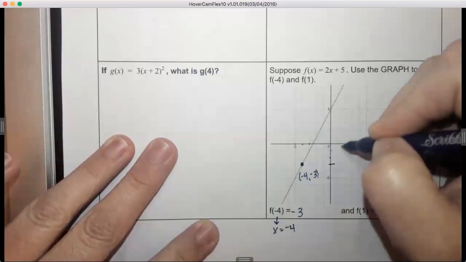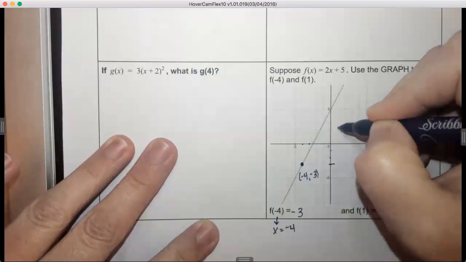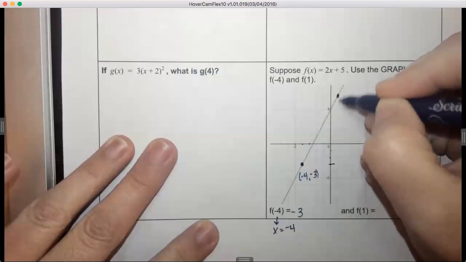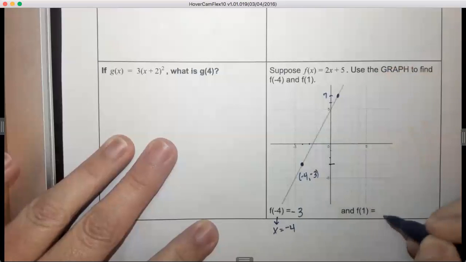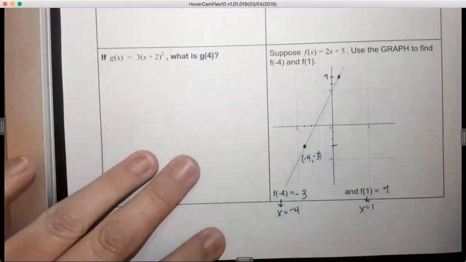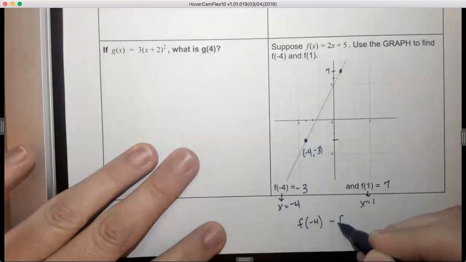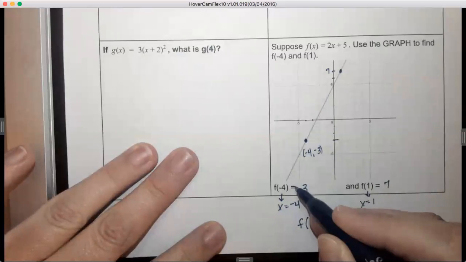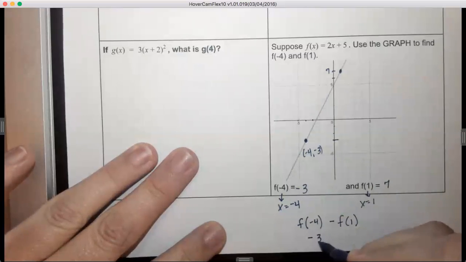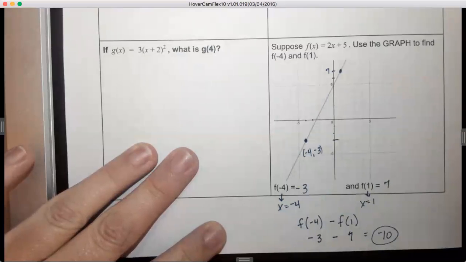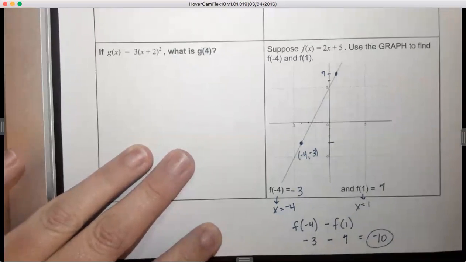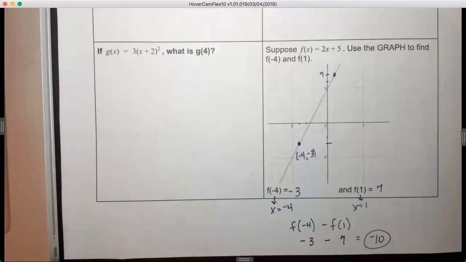f of 1, here's 1 on the x-axis, and we're going to come up here, and that is 7. Now, let's say that I had something that looks like this, f of -4 minus f of 1. Well, I would find f of -4, which means -3, and then I would subtract f of 1, which is 7, and I get -10. Just FYI for later. That's it. Super quick and easy. Y'all have a great day.